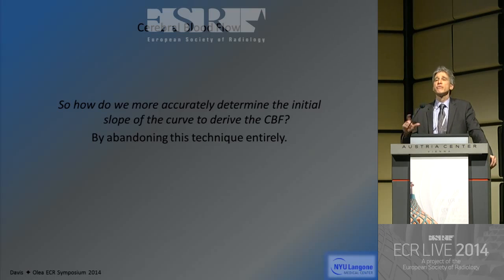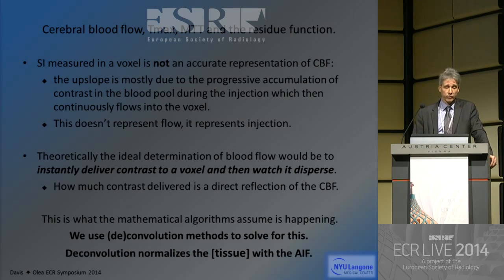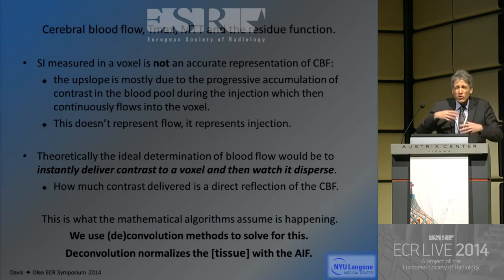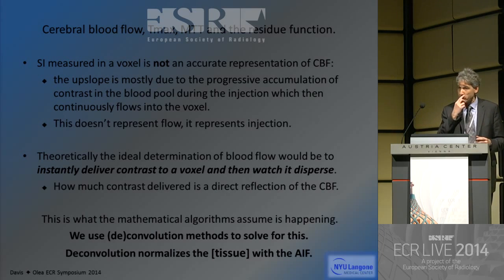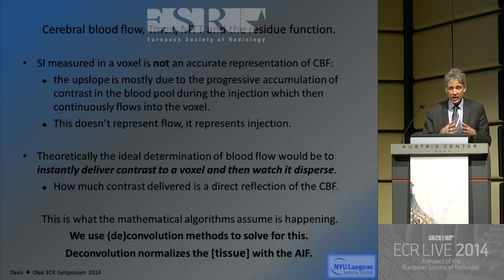So how do we fix this problem? And the answer to that is we just abandon it completely. There are better ways of looking at cerebral blood flow. But to do that, now we need to introduce a little mathematics. So the signal intensity in a voxel is not an accurate representation of cerebral blood flow. The upslope is mostly due to the accumulation of contrast in the blood vessels. We're not really measuring blood flow, we're measuring injection.